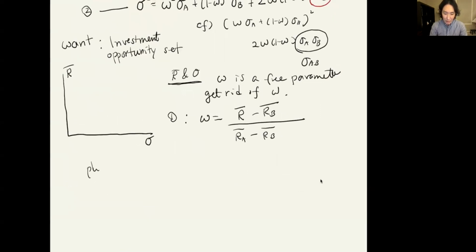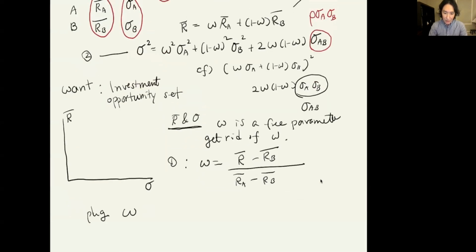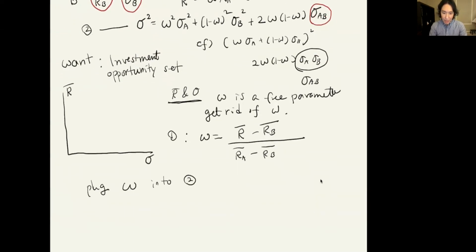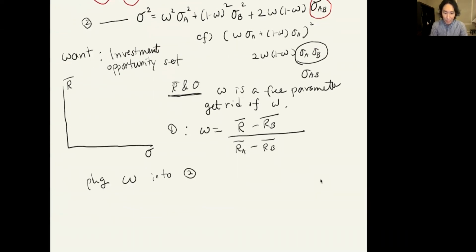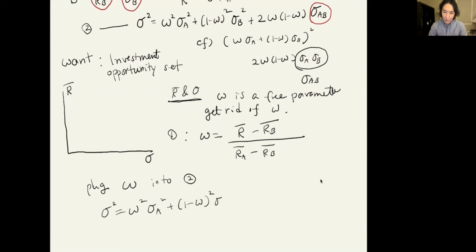Plug this W into the second equation here. Okay, then what will you get? It is a little complicated relationship, but it's doable. In other words, let me just rewrite it.